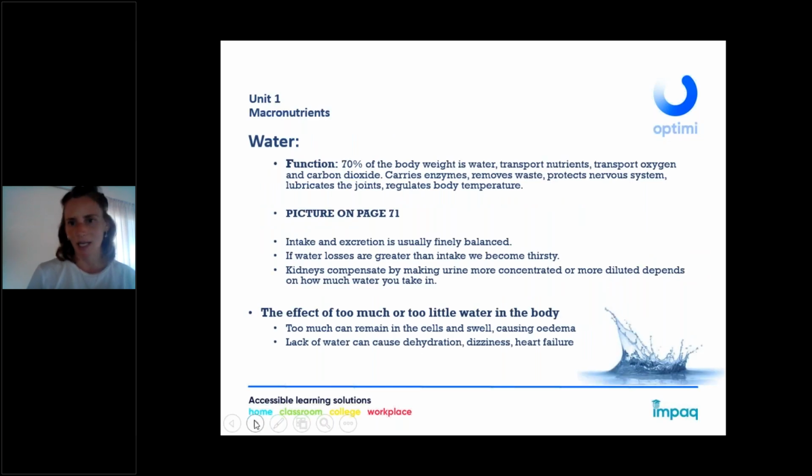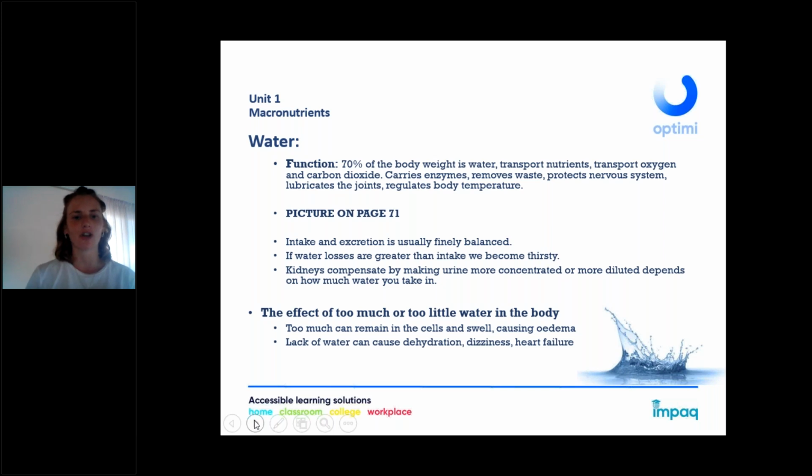Oh, the most important one, and the one that we do less actually in a day, is to take in water. So water is 70% of the body weight and water actually transports all these nutrients to their places and oxygen to where it needs to be. It also carries enzymes, which removes waste, and it protects your nervous system. It lubricates your joints and it also regulates your temperature. So you can see water has a big function to fill. So imagine if you don't take in water, then those functions cannot happen. So it's so important to take in enough water.